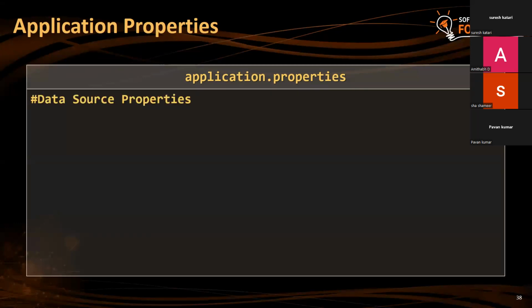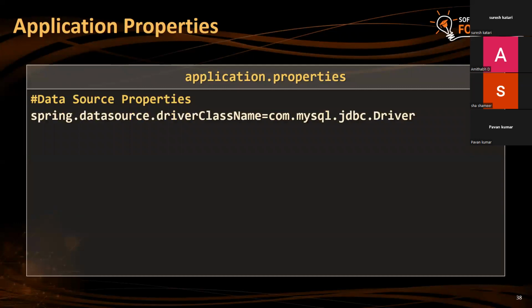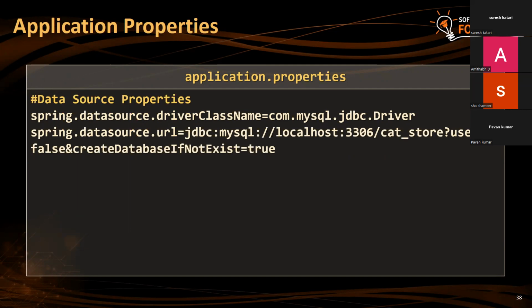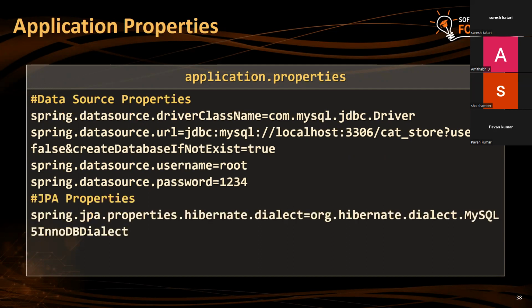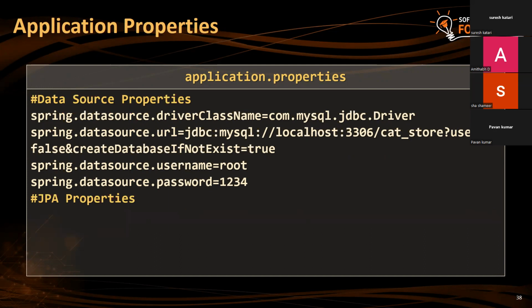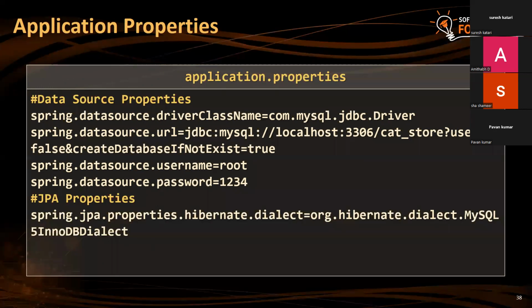We will have the data source properties. Data source properties means which kind of database you are using, what is the driver class name, what is the URL for the database, what is the username, and what is the password for the database. All this data source related information will be set in the application.properties file. Along with that, there are some JPA properties we can also set. So what is a dialect, the Hibernate dialect? According to the database, we will give it. So here, everything talks about the MySQL database.